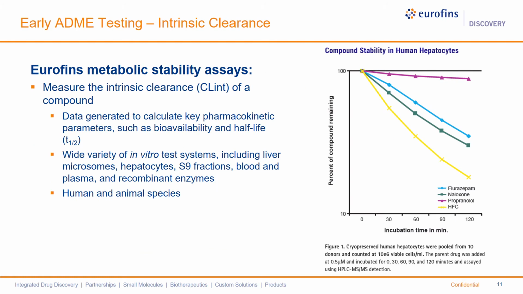Eurofins offers a number of different metabolic stability assays, so these measure the CL-int, or the intrinsic clearance value of a compound. And these data can be used to generate a variety of parameters, and this includes, as I'd mentioned previously, the bioavailability and the half-life. So we actually have a number of assays available that model the clearance based on those different in vitro systems. That includes liver microsomes, hepatocytes, S9 fractions, blood and plasma, and recombinant enzymes. And this uses both sources from human as well as animal species.